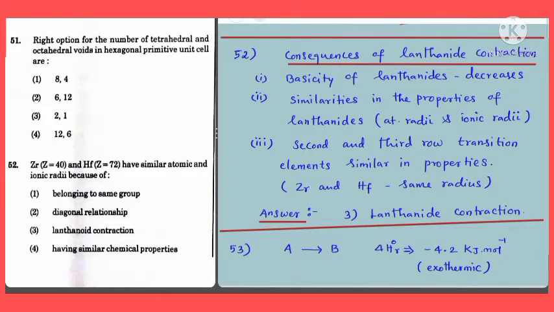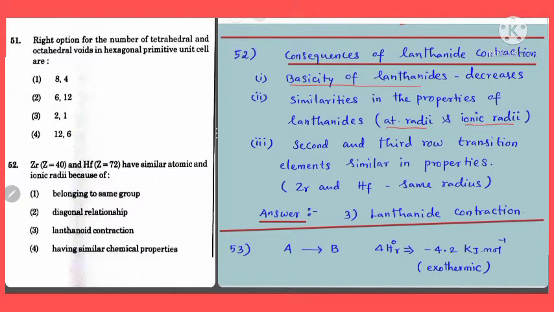When we move from cerium to lutetium in the lanthanide series, there is a gradual decrease in ionic and atomic radii, isn't it? This is what we call lanthanide contraction. Because of lanthanide contraction, we have the following consequences. The basicity of lanthanide 3+ ions gradually decreases. Then lanthanides are found to be similar in many properties. Their atomic radii and ionic radii are almost similar. There is not much change in their radii, so they have similar properties.